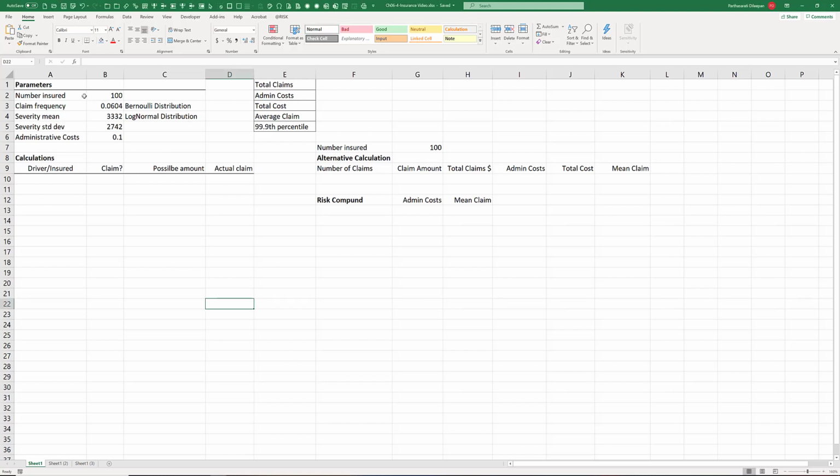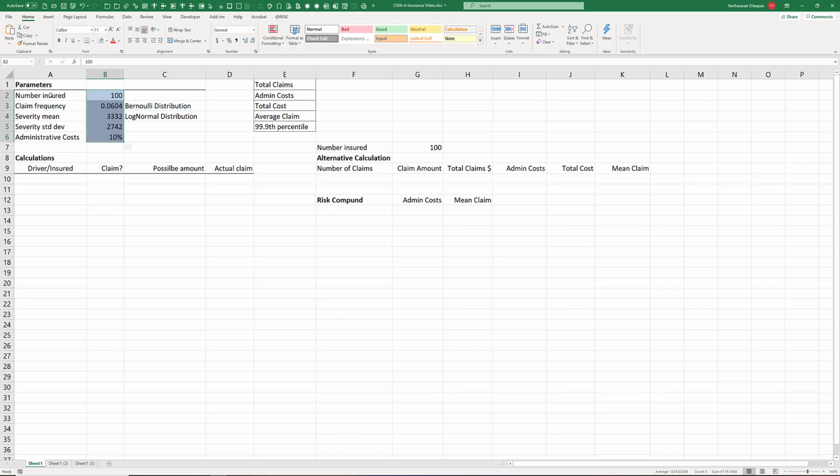Okay, so here are the parameters. We have number insured is 100, claim probability, severity mean, severity standard deviation, and administrative cost is 10%. So these are the inputs.